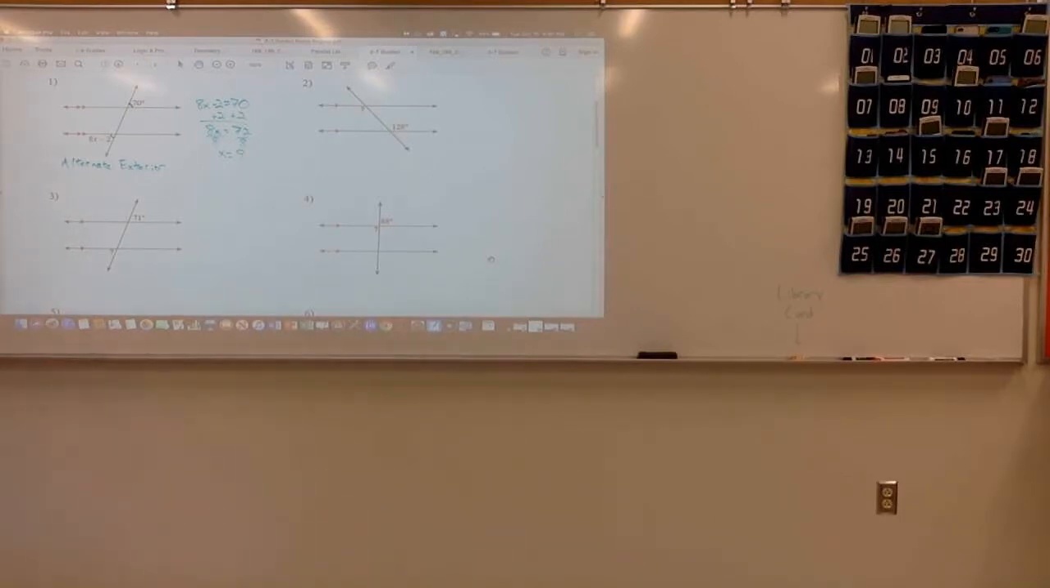So if we're given expressions, we're just thinking in terms of, either I'm going to set two expressions equal to each other, or I'm going to add them together and set them equal to 180.